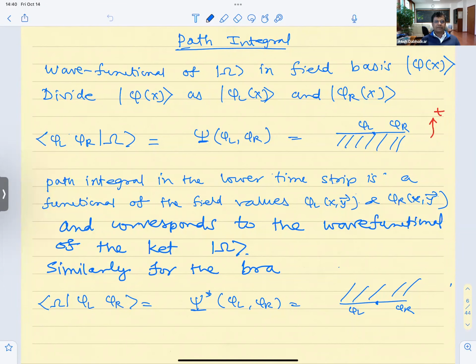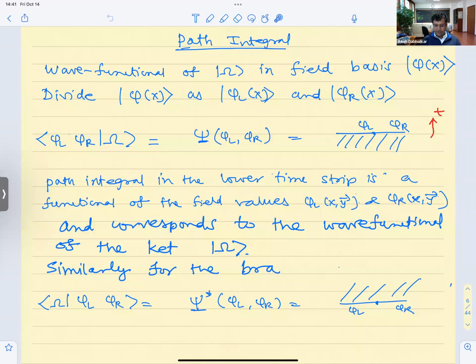There it is easy because the fields are local in position. You can divide phi of x as phi left and phi right, and that's why it is easy to perform the trace in the field basis. One can look at the wave functional, a functional of phi left of x and phi right of x, as a path integral, following the usual methods in path integral and canonical gravity: a Euclidean path integral going from -infinity to 0, where at 0 you specify some field values phi left of x and phi right of x. This will give you the wave functional of the ket psi.